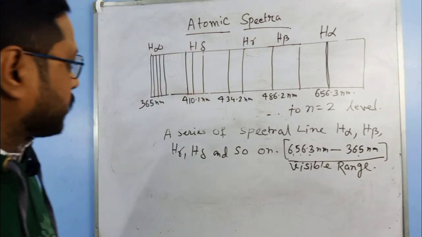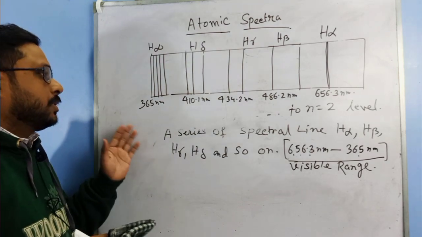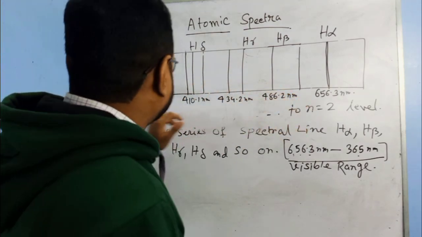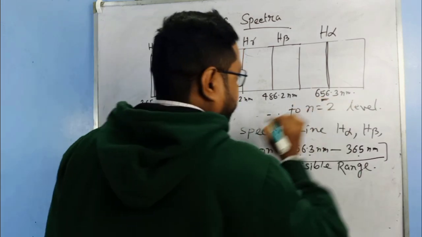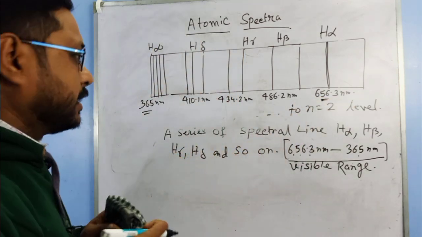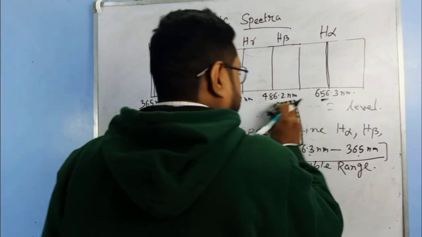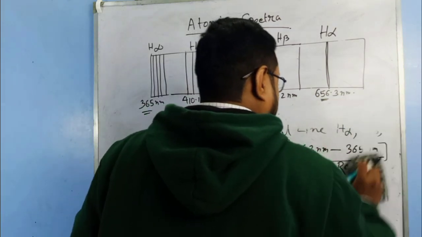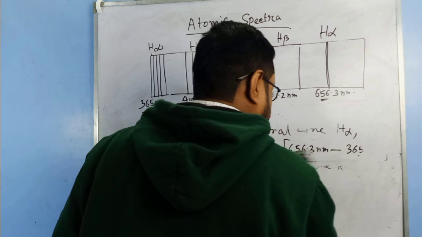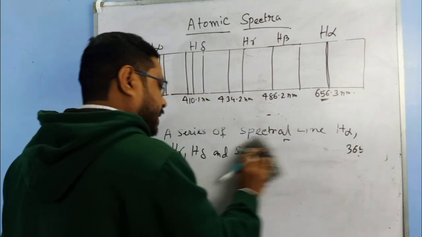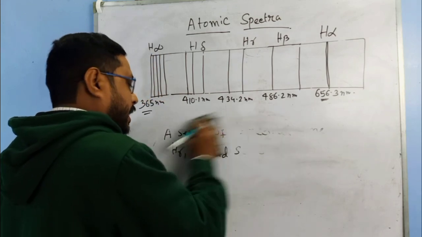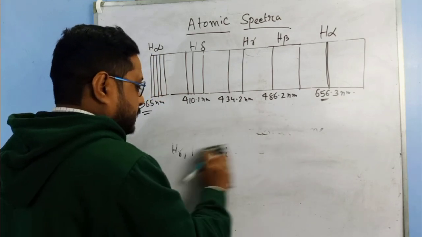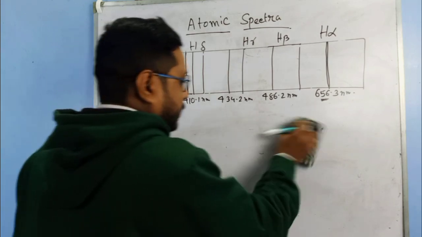So, this is the range of Balmer series. And now how do we get this value? If you haven't seen my previous lecture, please search my channel name, Talking Physics with Piyas Sarkar, and search spectral line of hydrogen atom.